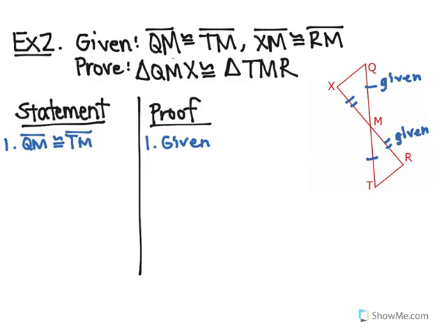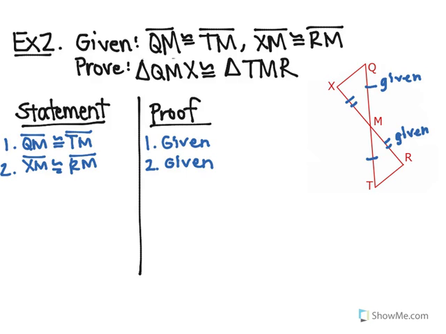I also know from my information that XM is congruent to RM for the same reason. It was given already. To prove that triangles are congruent, you have to have at least three parts that show that they're congruent. So I need to look at the triangles that I have and figure out what information I need to prove that these triangles are the same.